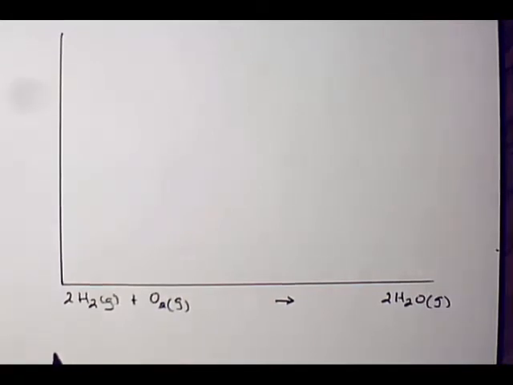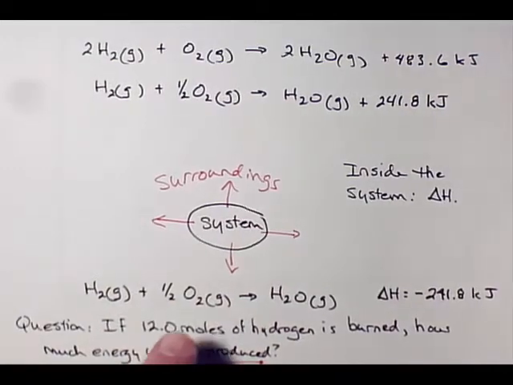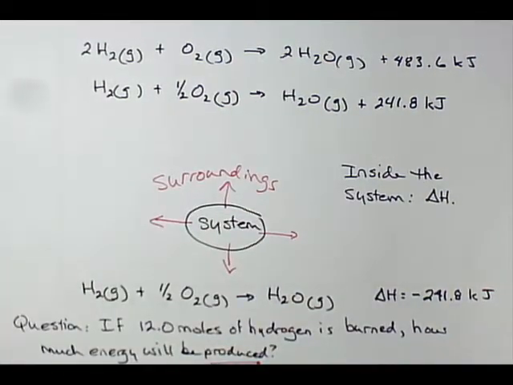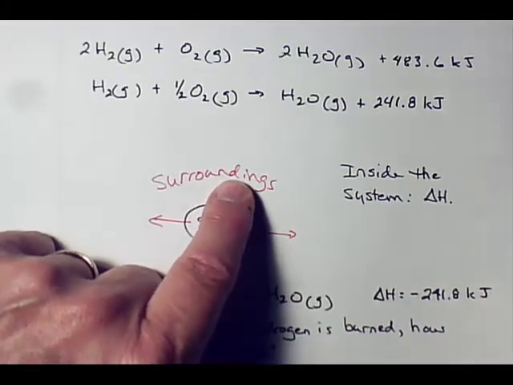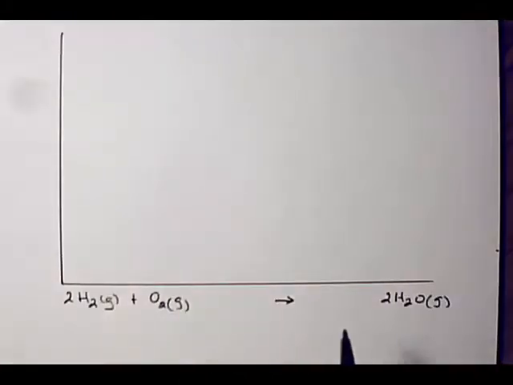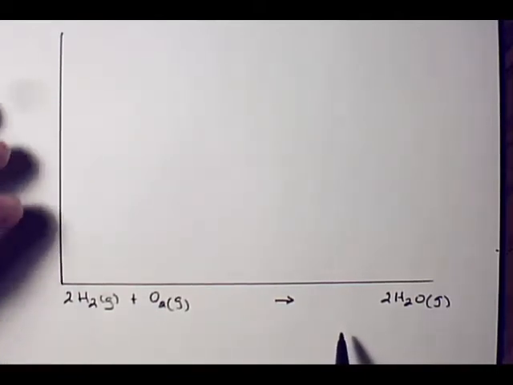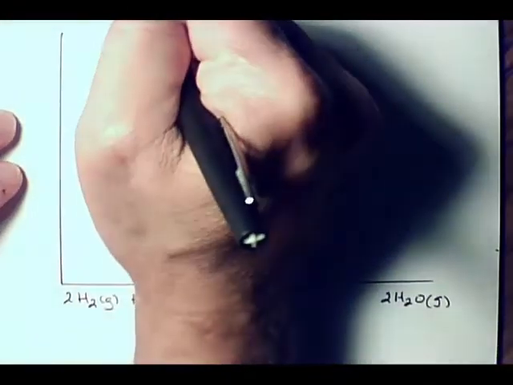Energy was what? Given away or taken in this reaction? We did this one. We did it earlier, see? This is the same one I just wrote down here and here. It's given away to the surroundings, okay? So it's leaving the system and going to the surroundings. So this graph is going to look at what's happening in the system. This is called a reaction energy diagram.